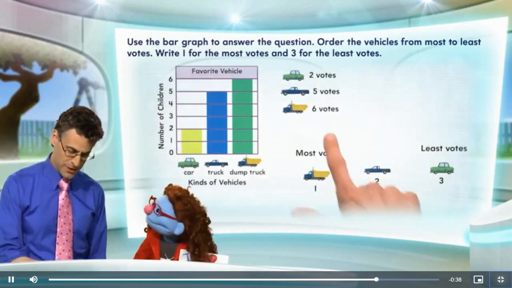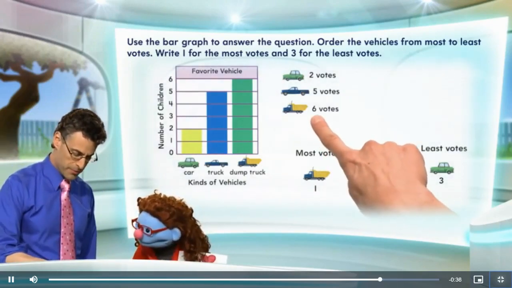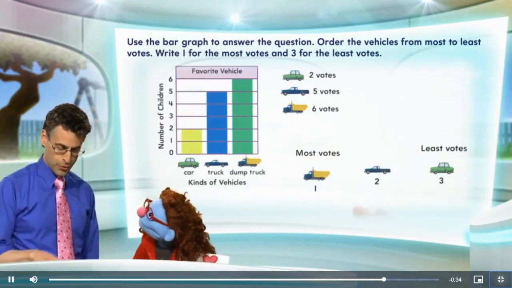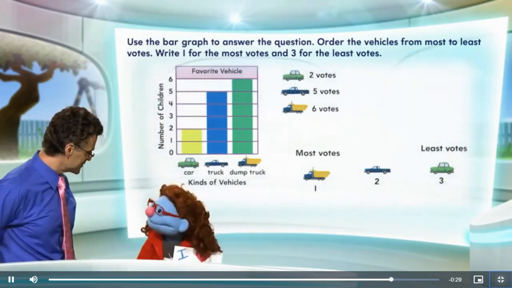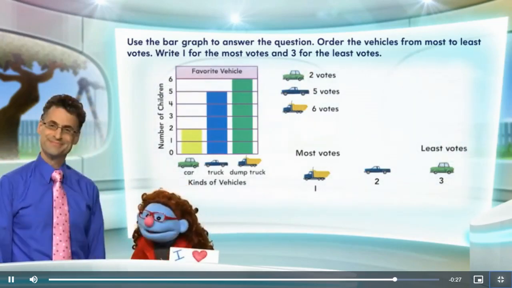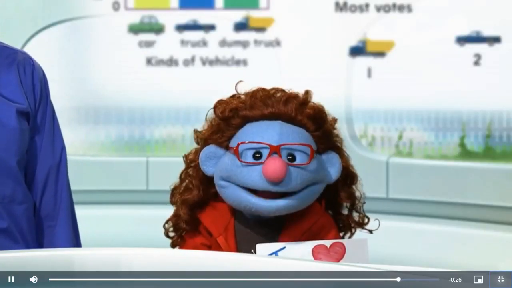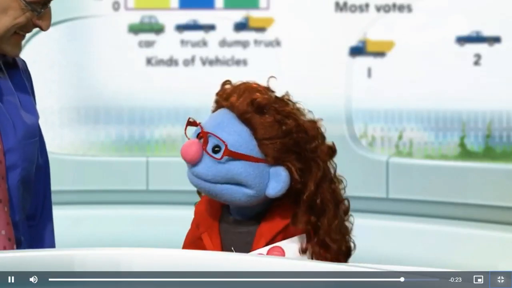So it's interesting that even though the trucks got a bigger number of votes, when we write them in order of preference, it's first, second, and third. And that's how we look at bar graphs. Oh, wow, that's so cool. First, second, and third. Oh, Professor Berger, I just love bar graphs.